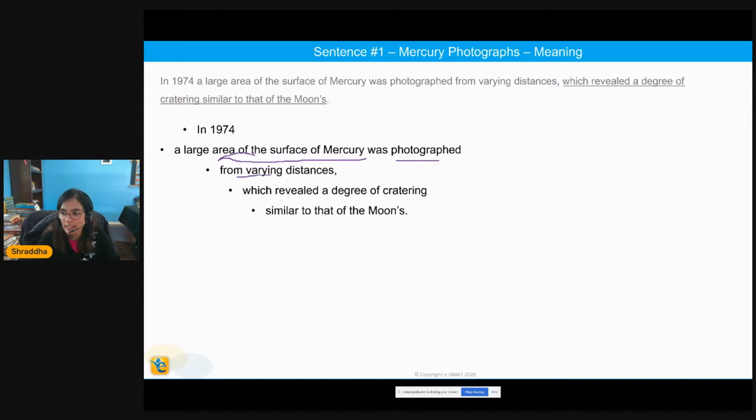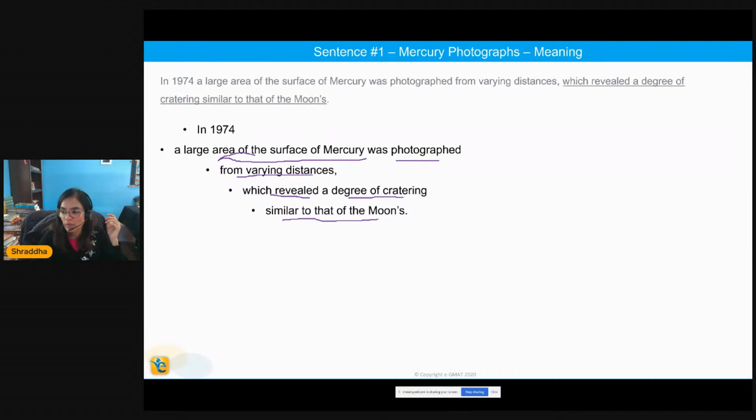Then we have from varying distances. So, this action was done from different distances, right? From different distances, which revealed a degree of cratering. So, if we put it in context, we understand that the pictures were taken, and when the pictures were studied, we saw that there was a degree of cratering on the surface of Mercury, which was similar to the cratering of the moon.